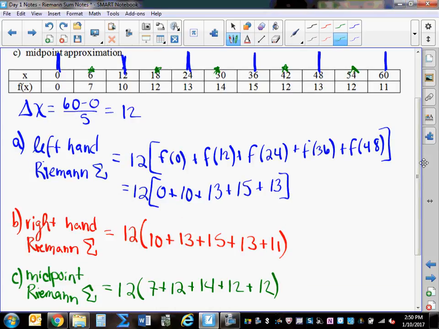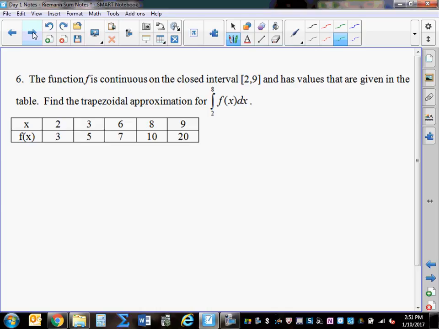So you've got your right-hand Riemann, the midpoint, and again, that midpoint we had to find out that value in between, but they gave that to us on our table. Okay, so now let's take a look at that final last one. Trapezoidal approximation. Same idea. They gave us the chart with the values, but something you have to be very careful with here is as you read the problem, it says it's continuous on the closed interval 2 to 9 and has values that are given in the table. Find the trapezoidal approximation for this.